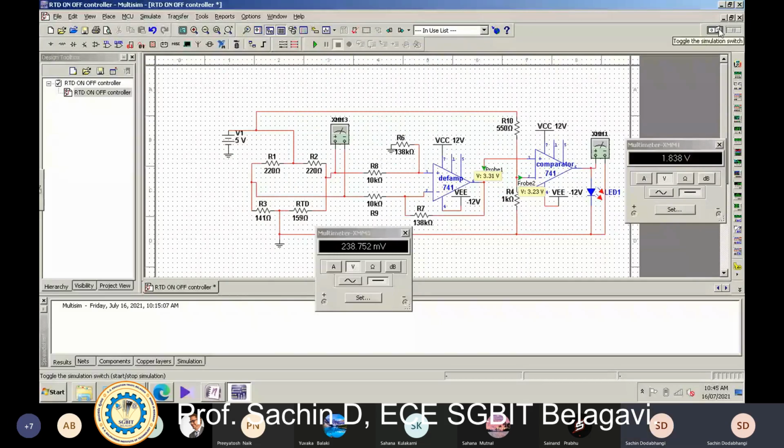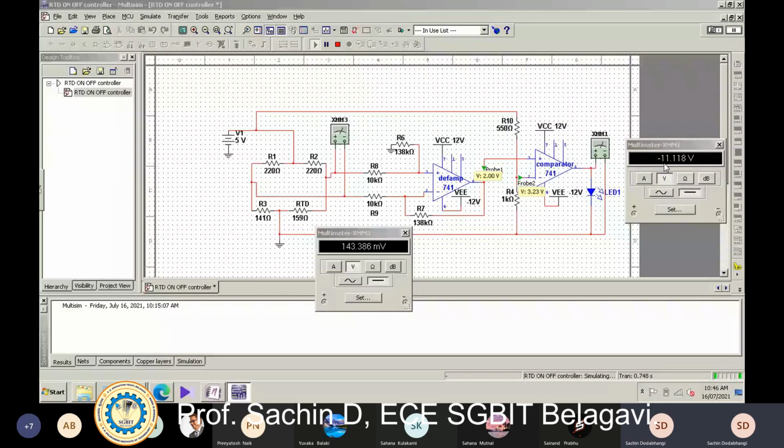So well, here you can see the LED indication. This LED indication is off now. You can't see the red light from the LED. LED is off here, and you can see the output of this comparator also. It is negative. Minus 11.118.